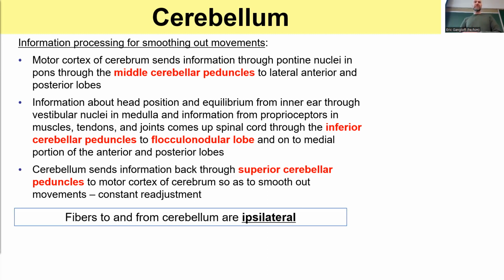One last piece of information, those fibers going to and from the cerebellum are all ipsilateral, meaning that they don't switch sides. So I talked earlier today about the decussation. That is information from the cerebrum. All of this information to and from the cerebellum is on the same side. So we don't have a crossing over here.